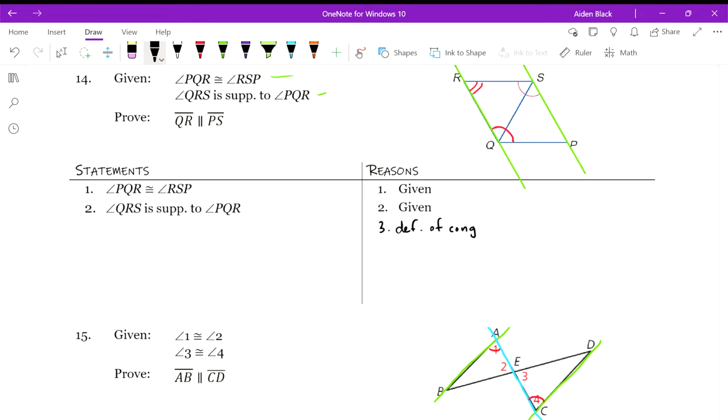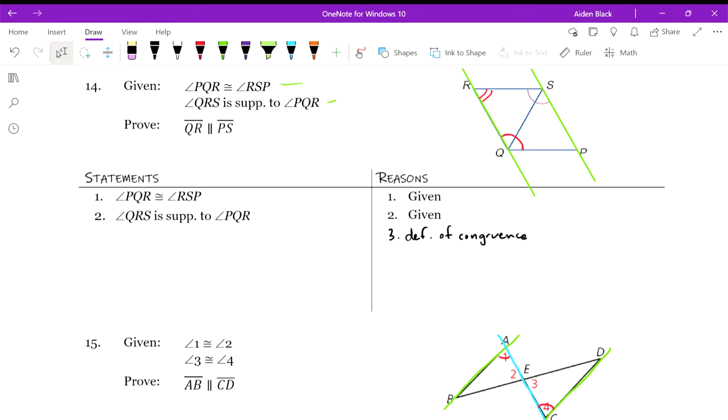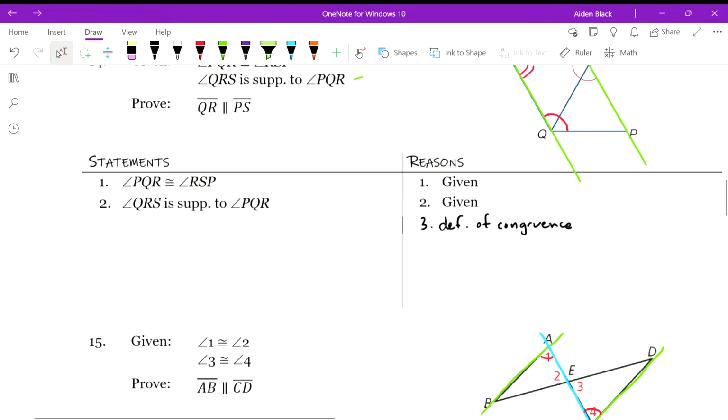This is just how I'm doing this one. There's other ways, you don't have to use substitution. I think you can use angle addition postulate, and there's probably a handful of different ways you can prove it with what you already know. So I'm using definition of congruence to rewrite this statement.